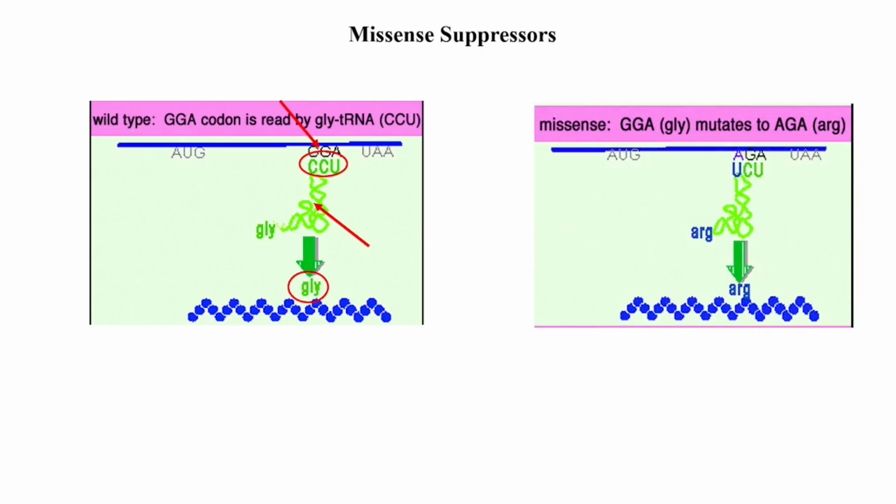Now a mutation converts the GGA to AGA, a codon for arginine. As a result, arginyl tRNA with its anticodon UCU reads the codon AGA and incorporates arginine in the growing polypeptide chain instead of glycine. A missense mutation has taken place. This missense mutation, however, can be suppressed by intergenic suppression in more than one ways.